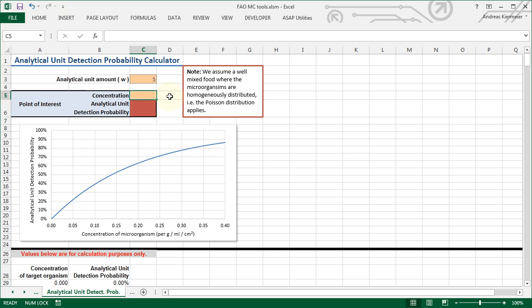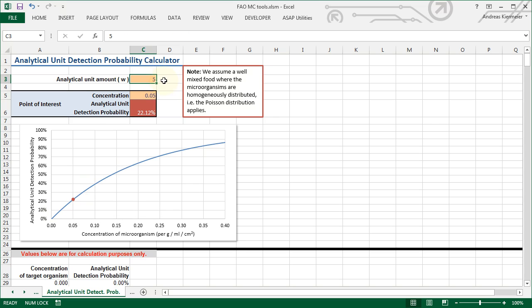So for example, let's say we are interested in a concentration of 0.05 CFU per gram. The corresponding analytical unit detection probability is just over 22%, and this point is also shown on the curve at the bottom here.